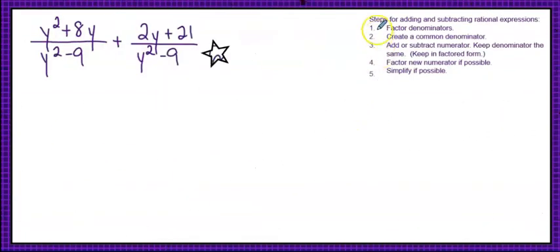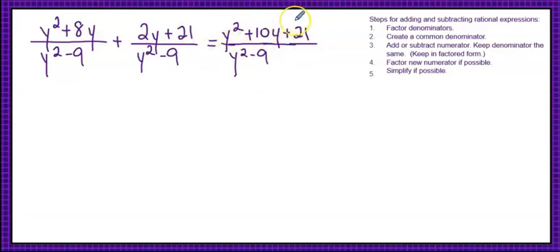Okay, so step 1 says factor denominators, which we can do, but we actually don't really need to do that yet because they're common denominators. So we really could just go ahead and bring over this denominator. We will factor it eventually. But we can go ahead and just bring it over. And then we can add like terms here, y squared. I don't have another squared term. I do have 2y terms, so 8y plus 2y is 10y. And then 21 is my constant.